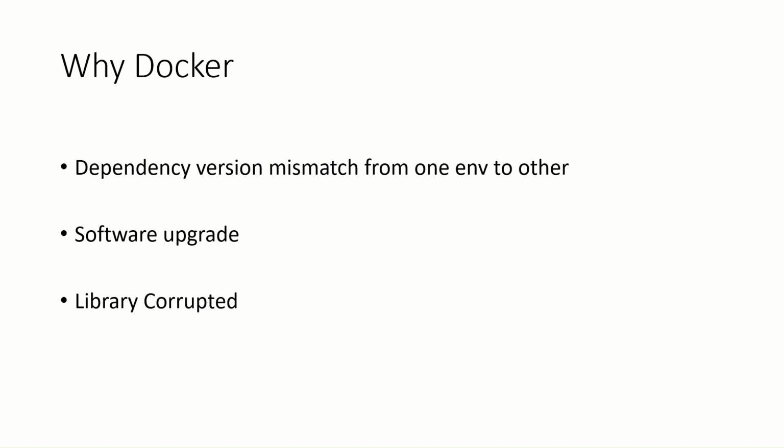Okay, let's say software upgrade. So let's say we are using Java 17 on the dev and in the production we have Java 8. So the code that is running on the dev will not run on the production because the software is not upgraded in the production. Similarly, library corrupted: let's say the jar, whenever we are going to deploy the development jar to the production and the jar is corrupted, then that will not run. So everything is solved by the Docker. How? We will tell you in the next slide. So let me go next.